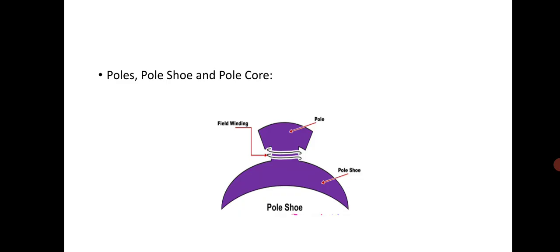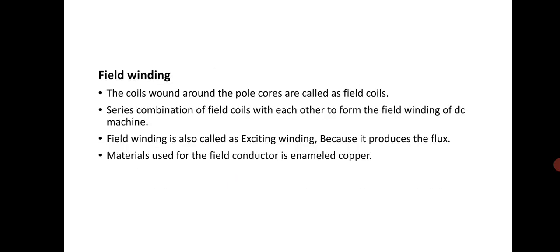So what are the materials used for this pole or pole shoe or pole core? Cast steel or cast iron. Okay, so this is about poles, pole shoe and pole core. Now next, see about the field winding. What is field winding? Winding means it is the wire which is wound on the conductor. If the magnetic field is present, we can say that it is a field winding.